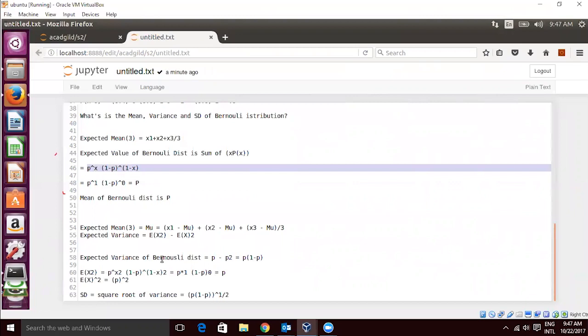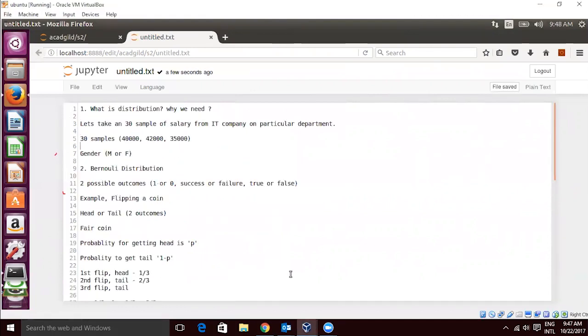So if someone asks what is the mean, variance, and standard deviation of a Bernoulli distribution, you can say that p is the mean, p into 1 minus p is the variance, and the square root of p into 1 minus p is the standard deviation.